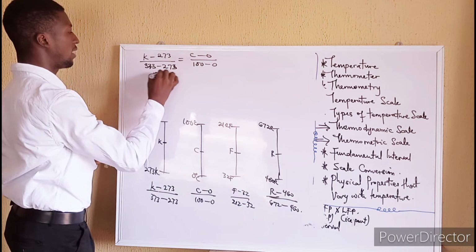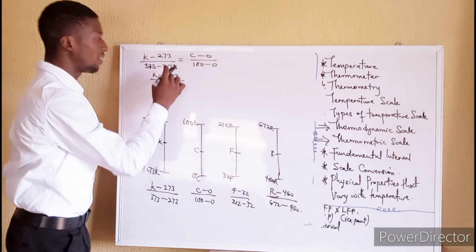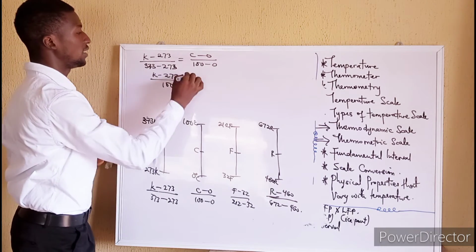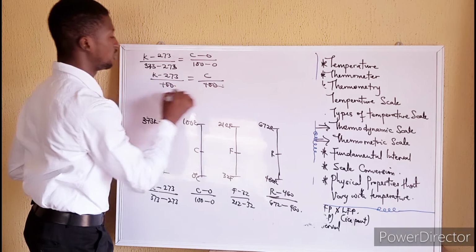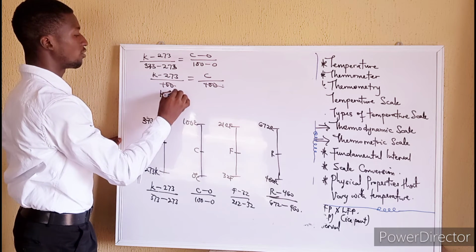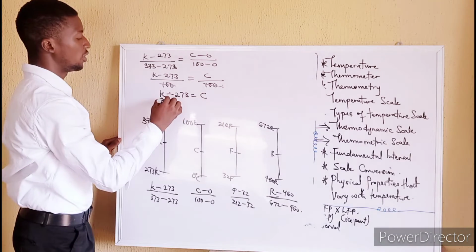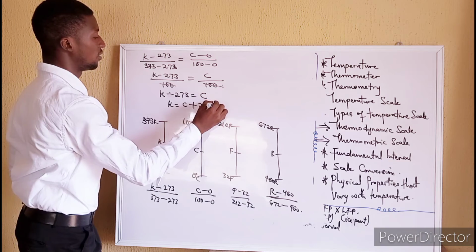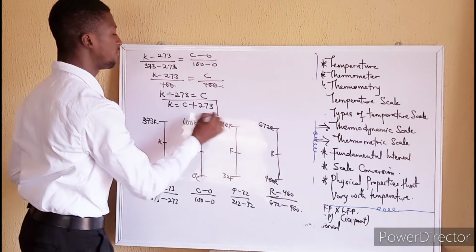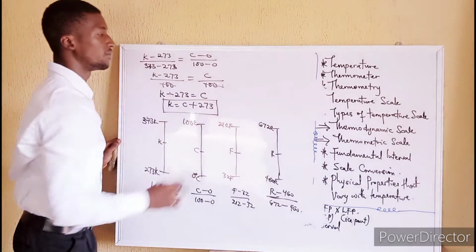And here what do you have? K minus 273 over 373 minus 273, which gives 100, is equal to C over 100. So 100 will cancel 100. It means that K minus 273 is equal to C, that is, the temperature in degrees Celsius. So K equals C plus 273. It means that if I'm converting from degrees Celsius to Kelvin, I must add 273.